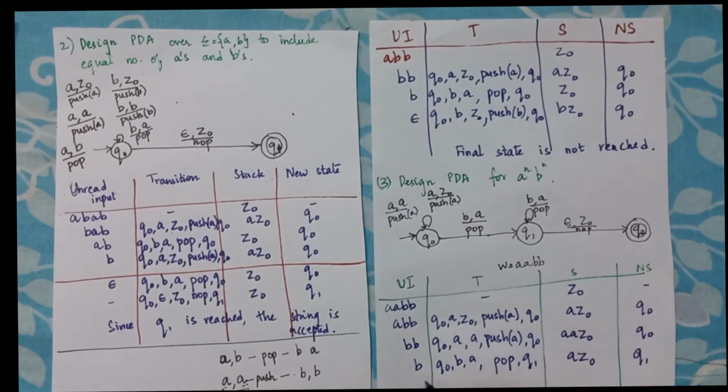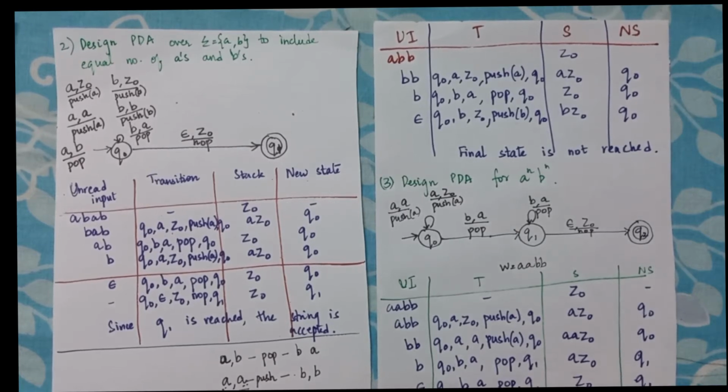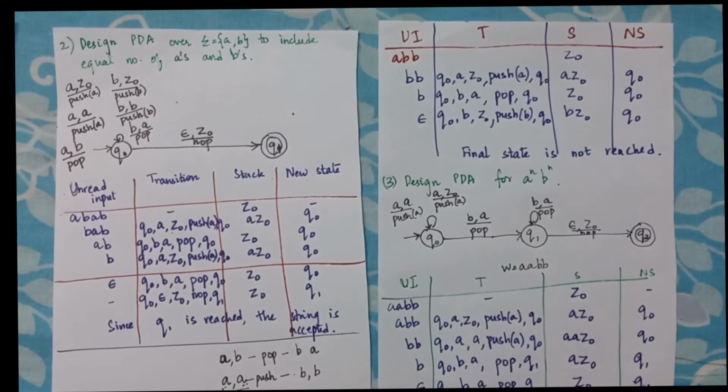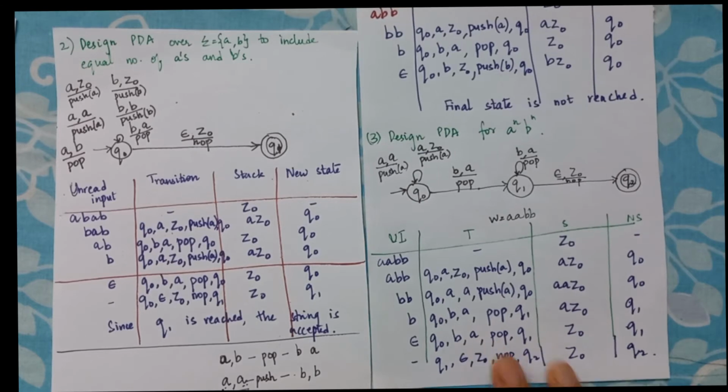Again, I'm reading this B. Q1 with B and A as the stack top, again a pop, I remain at state Q1, Z0 is alone there. And then epsilon, so Q1 with epsilon and Z0 as the stack top, no operation to be done, I reach Q2. Z0 remains and here I reach Q2. Since the final state is reached, I tell that the string is accepted by PDA.